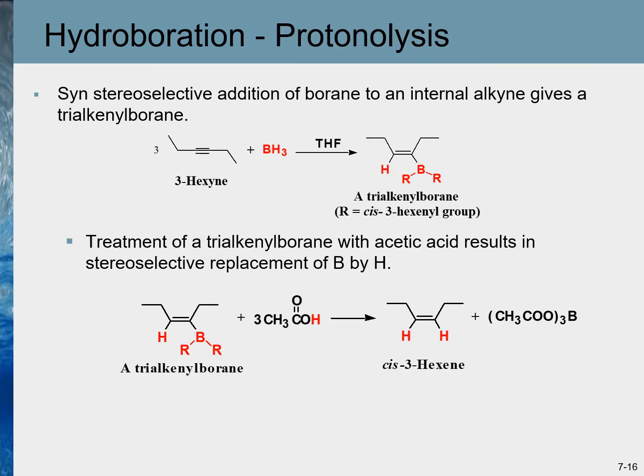Earlier during the hydroboration reaction, we learned that internal alkynes react with borane to give trialkenylborane. Treating a trialkenylborane with a carboxylic acid such as acetic acid results in a stereoselective replacement of the boron by hydrogen. So this boron will be replaced by hydrogen. And this process results in formation of a cis alkene.